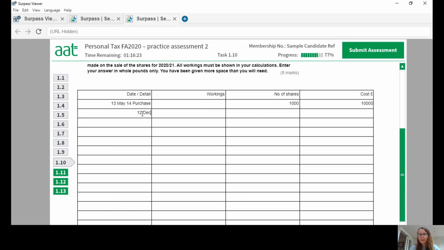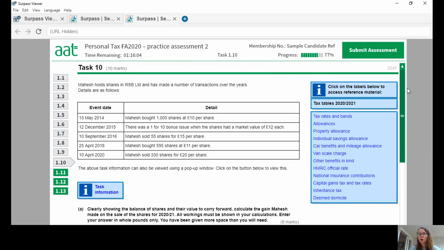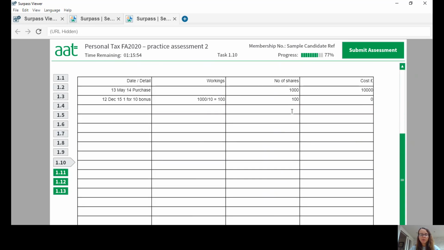12th of December 15, there's a 1 for 10 bonus issue. So if I've got 1,000 at the moment and it's 1 for 10, that's obviously going to be another 100 shares, and a bonus issue means there is no cost. Do not fall into the trap of worrying about that £12. Ignore it. We then do a running total. So we've got 1,100 and we've got £10,000 worth.